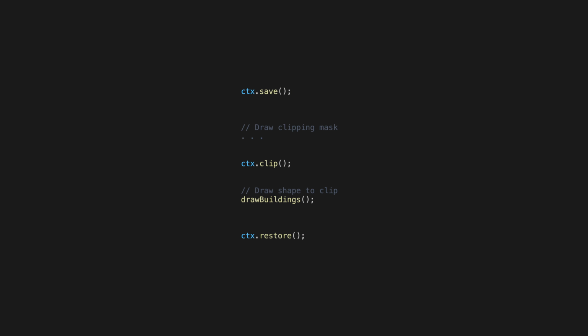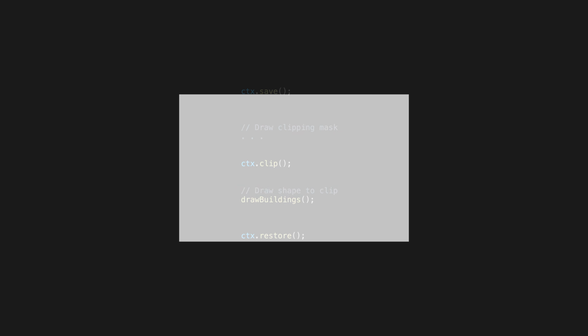Now let's see how we can apply clipping in Canvas. The way clipping works in Canvas is that first we define the clipping mask, then we call the clip method, and everything we draw after will be clipped. Of course, we don't want to clip everything after calling the clip method, we only want to clip the main buildings. So once we draw the main buildings, we call restore to stop the effects of the clip method. And of course, we start the whole thing by calling the save method, so the restore method knows what to restore.